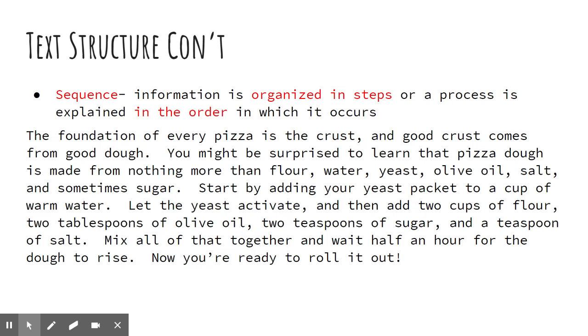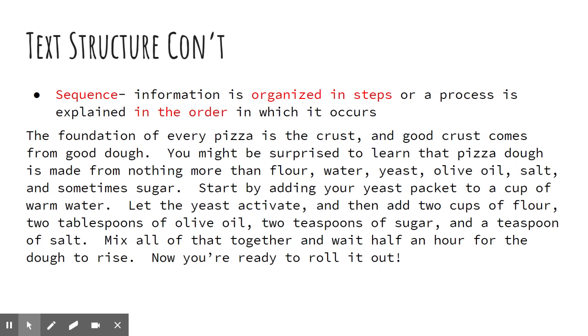Next one is sequence. This is organized in steps. Do not get this confused with chronological. Sequence is talking about you do this, and then you do this, and then you do this. Chronological is talking about this happened, then this happened, in time order. This is talking about the order that they happen, not time order, but the order that they happen.